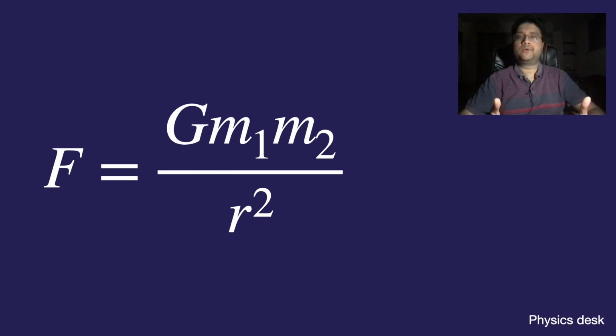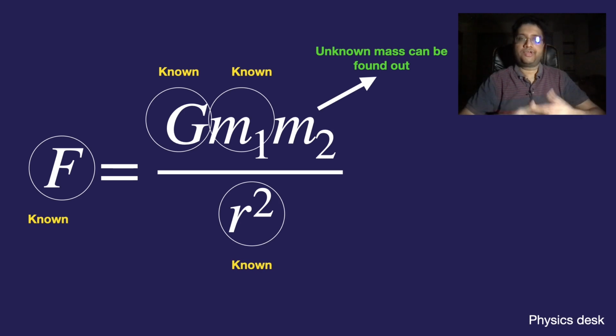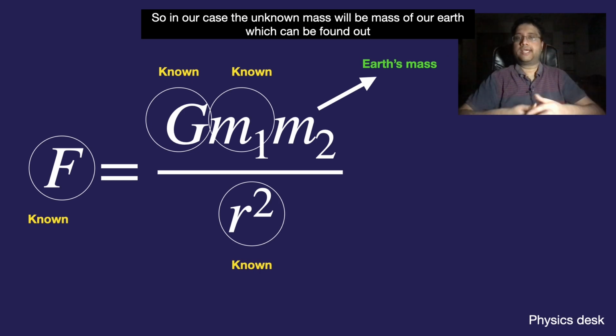So using this equation we can find the mass of celestial objects, and in this case the mass of Earth. If you are somehow able to measure the gravitational force between two masses and know the distance between them, and if they are large objects, especially spherical masses, the distance between their centers, and also the value of one of the masses, we can find the value of the unknown mass. So in our case the unknown mass will be the mass of our Earth, which needs to be found out.